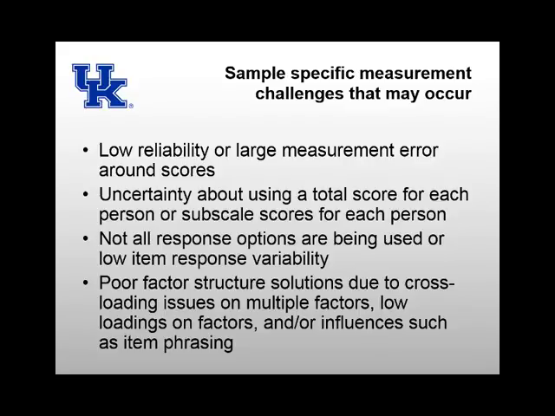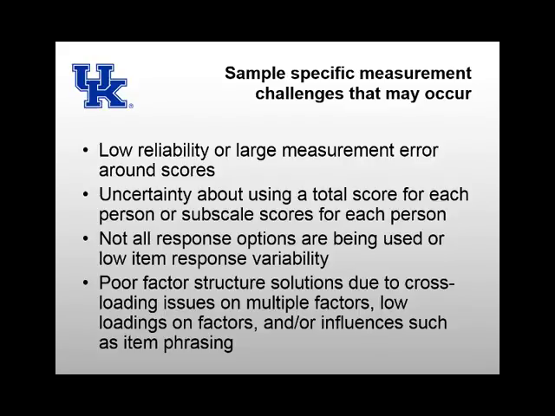At a more personal level, as a researcher, if you use poor measurement, you might have in your sample some particular challenges that might come up for you. For example, you might have low reliability or large measurement error around your scores in your particular sample. You might have uncertainty. Can I use a total score? Is that appropriate for me to do? Or do I need to use subscale scores for each person? You have to actually look at the literature and see what's being done and is there psychometric evidence for that to be appropriate. You might find that not all your response options are being used as you thought they would be. Low item response variability.